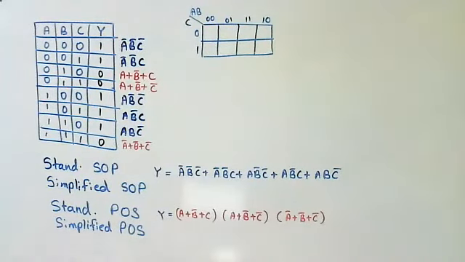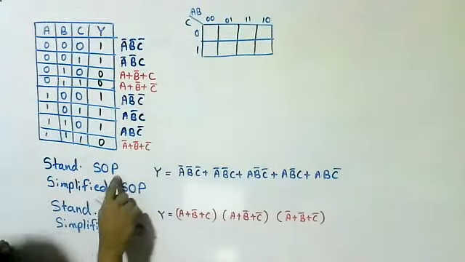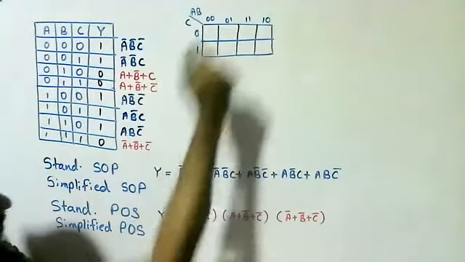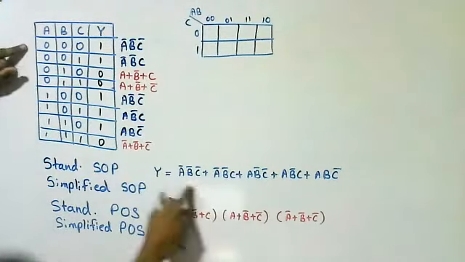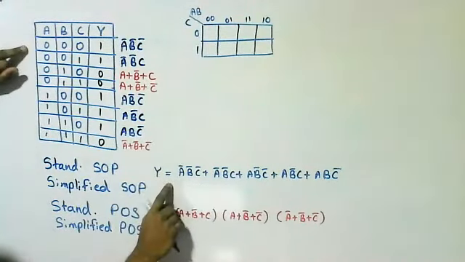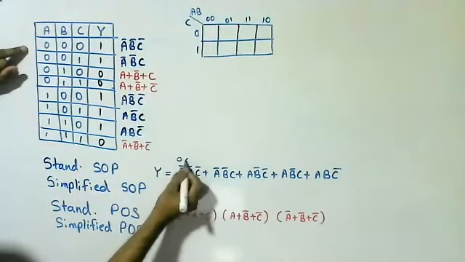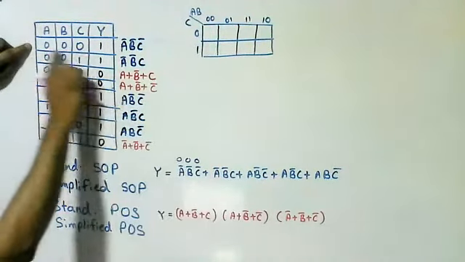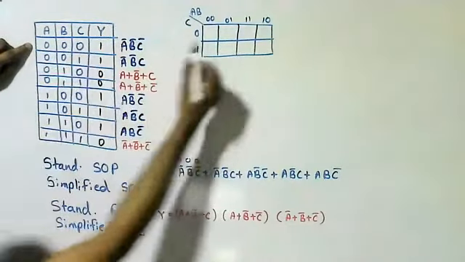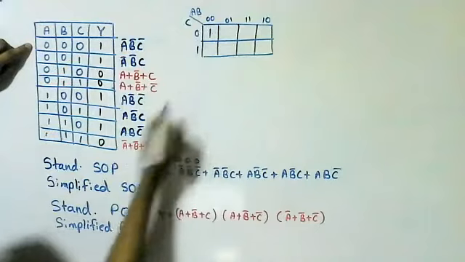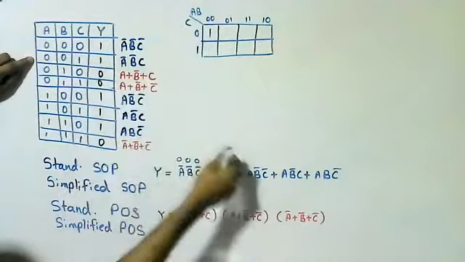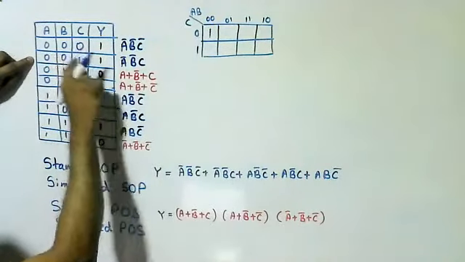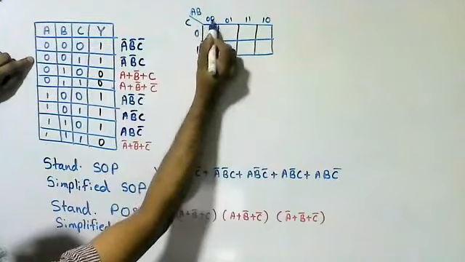Then concentrate here, students. I'm going to mark the SOP expression, that means the min terms, in this Karnaugh map. Actually, if they give a truth table, there is no need to mark them again; by using the truth table, we can have that. So 0, 0, 0, here 1. Second min term 0, 0, 1.